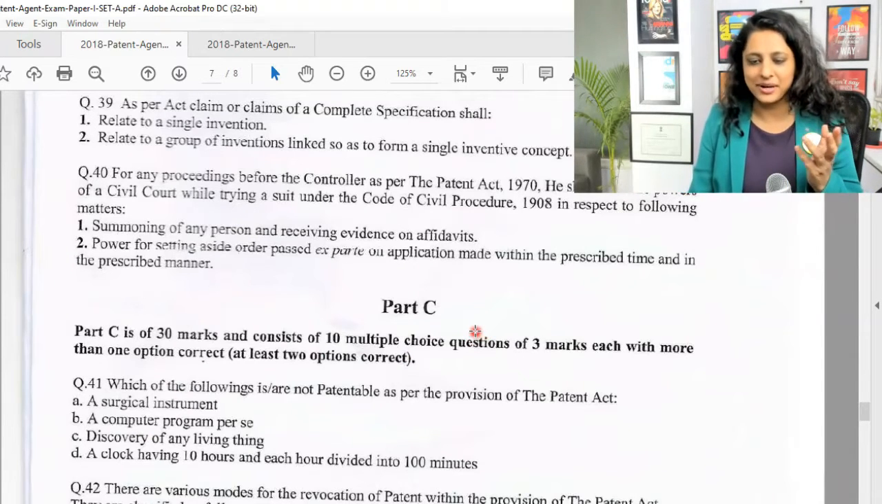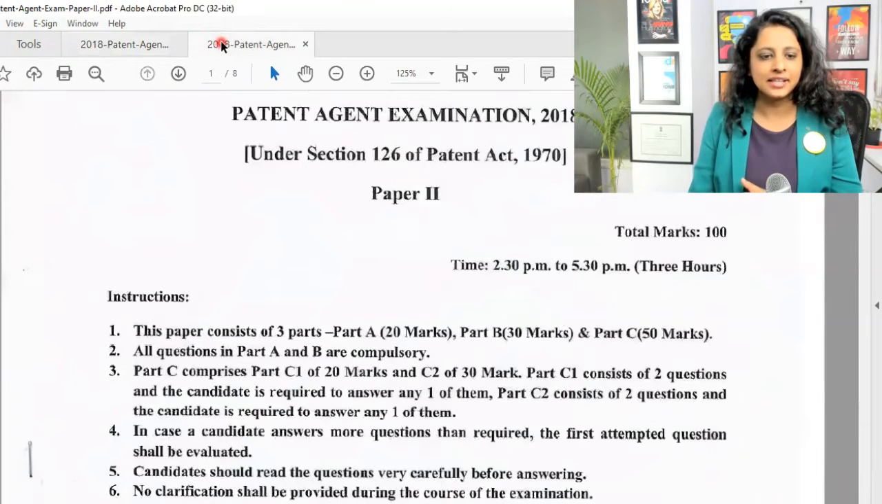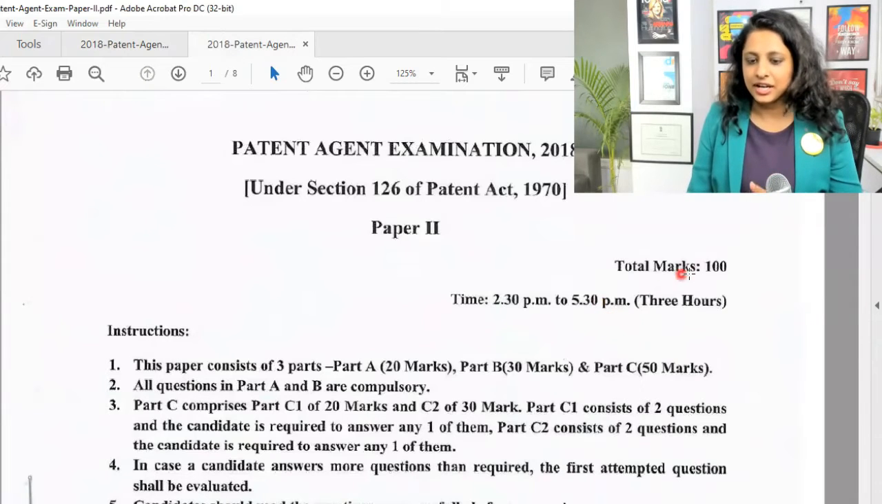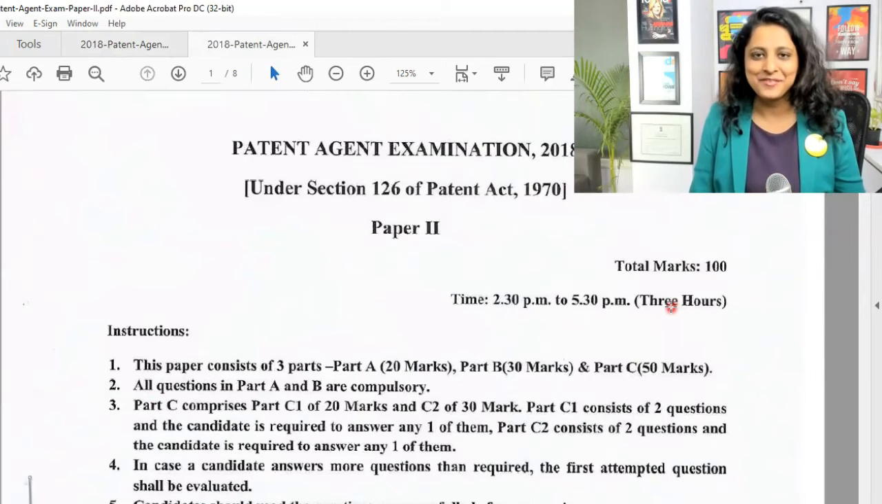All the questions are from Patent Act 1970 and its application in the real world. Then there's paper 2, which happens in the afternoon shift. There's a break between paper 1 and paper 2. Paper 2 is again of 100 marks, but the duration is 3 hours because it's a subjective paper. You will be given an answer sheet to write down the answers. Here time management is a key skill because you have to write answers in detail.